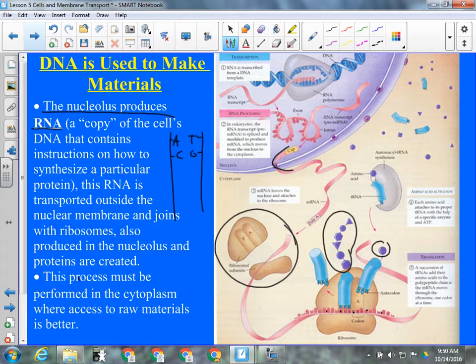All right, so that heading, in case I ever ask you what DNA is used for, it's used to make materials.